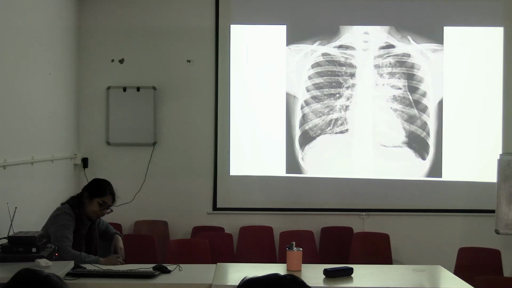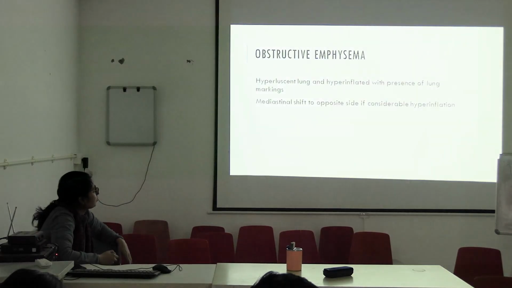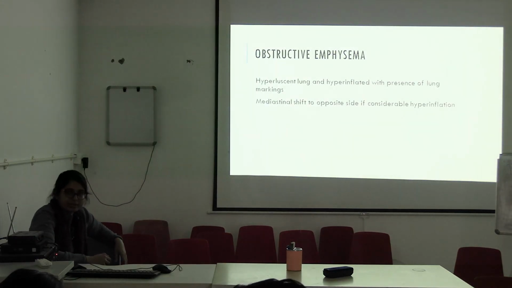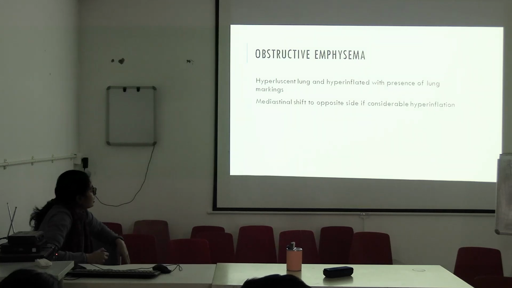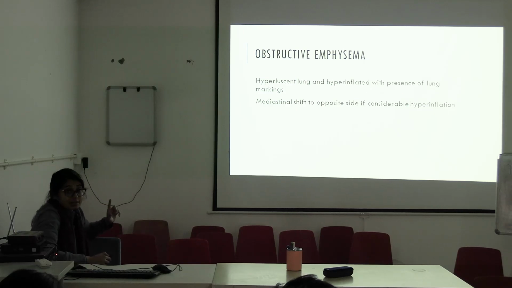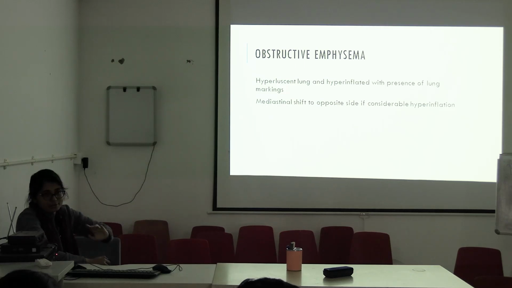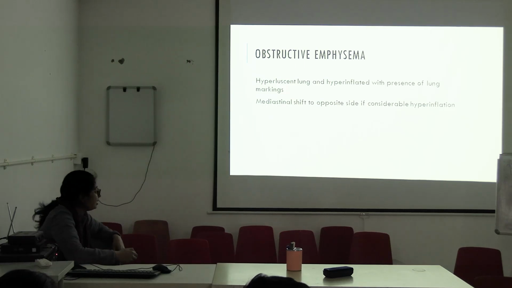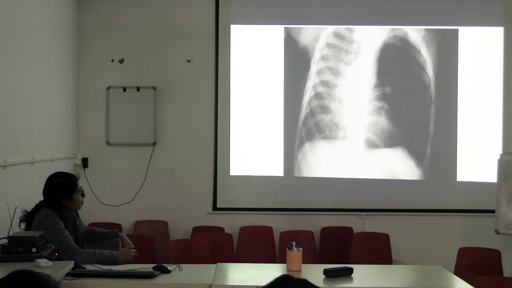Clear হয়েছে তো? ঠিক আছে। Now we talk about the obstructive emphysema. Obstructive emphysema তে কি বলেছিলাম? Hyperlucent lung and hyperinflated lung with presence of lung markings. Okay, mediastinal shift to the opposite side if there is considerable hyperinflation. Understood? এবারে let's look at it.